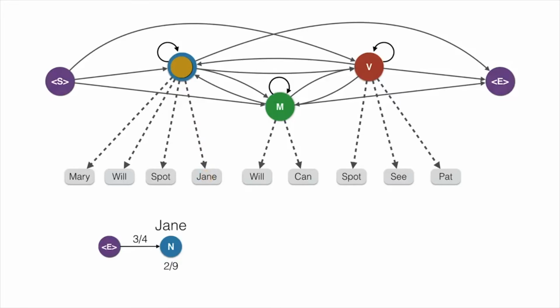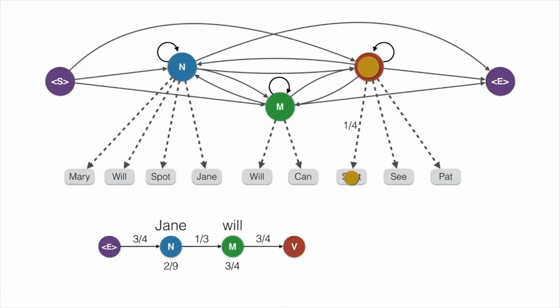That is the emission probability, which is 2 by 9. Now we go from noun to modal verb. And now we record again the transition probability that noun will be followed by a modal verb, which is 3 by 9 or 1 by 3. Then we record the probability that the modal verb will be "will", which is 3 by 4.